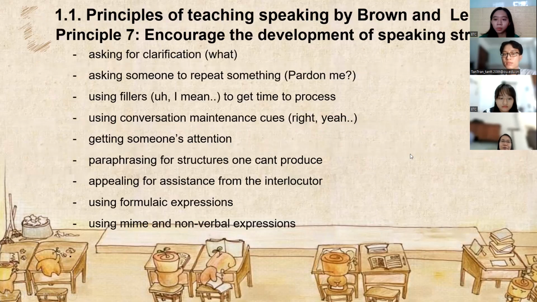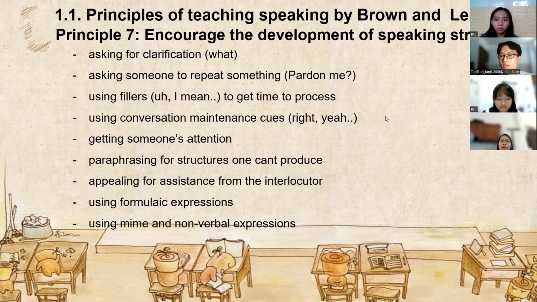Okay, and now we move to principle number 7. This one is to encourage the development of speaking strategies. Of course, we all know there are a lot of speaking strategies, but some of them are really common and used. For example, sometimes the teacher will ask for clarification, using a question like what do you mean, or what do you want to say? What is the purpose when you give the presentation, for example? So we start with a W question, and the most common is what.